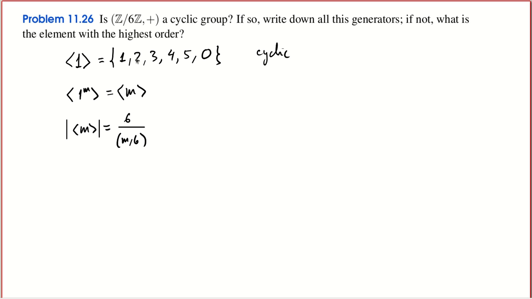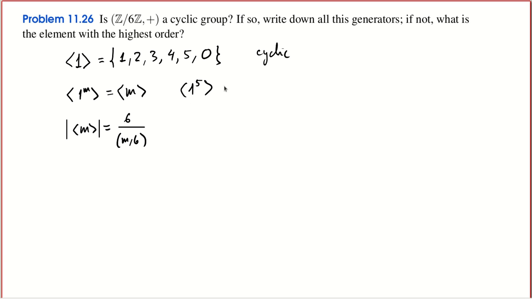Well, this is not true for 2, 3, or 4, because for 2, this is 2. For 3, this is 3. For 4, this is 2 again. So 5 is the only one that has this equal to 1. So 5 is the other generator. So 5 to the m, which is 5, is the group generated by 1 to the 5.